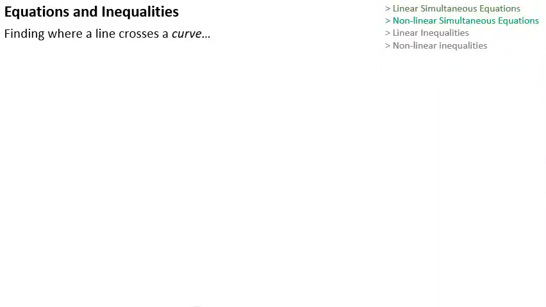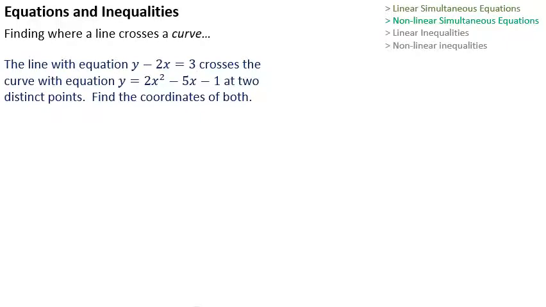Now we crank it up a notch and we look at what happens when, instead of having two lines crossing, we have a line and a curve. Let's start with an example. We've got a straight line, y minus 2x equals 3, crossing a quadratic curve, y equals 2x squared minus 5x minus 1. We're told that it crosses in two places and we need to find the coordinates of both.